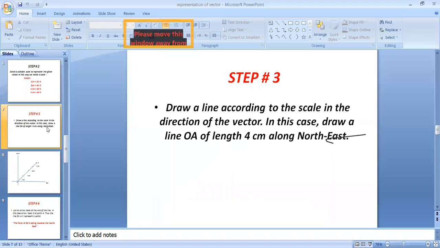Now the question is, what is northeast? Northeast means anywhere between north and east. Is it clear? If it is given northwest, then we have to draw a line anywhere between north and west.